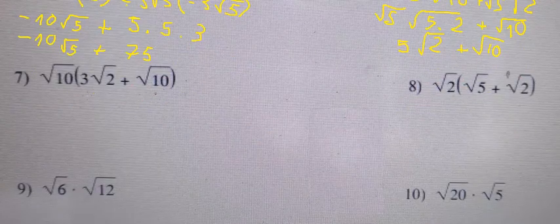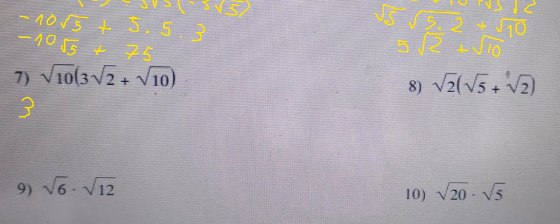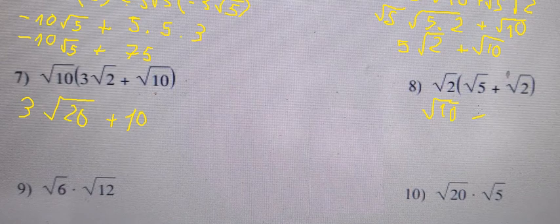Now let's go to the next one. This one you got 3, and the square root of 10 go to 2, that's 20. The square root of 10 multiplied with the square root of 10, you got 10. This one go this one and this one. 2 with 5, you got the square root of 10. Square root of 2 with square root of 2, you got 2.